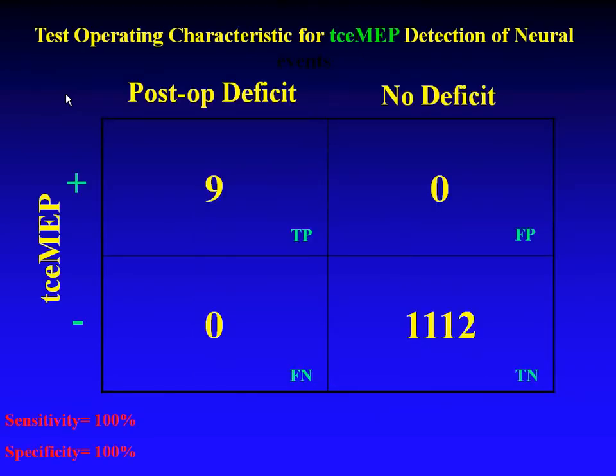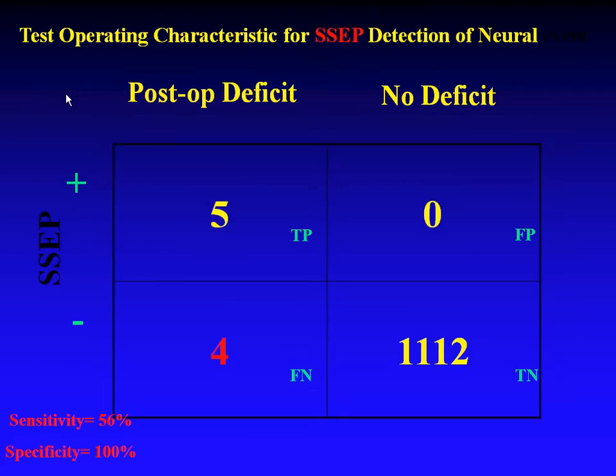These are the operating characteristics for the transcranial motor evoked, and you can see that there were no false negatives and no false positives. All of the deficits, all 9 patients who had either transient or permanent deficits from these 4 centers were picked up, and those who had no problems with monitoring.